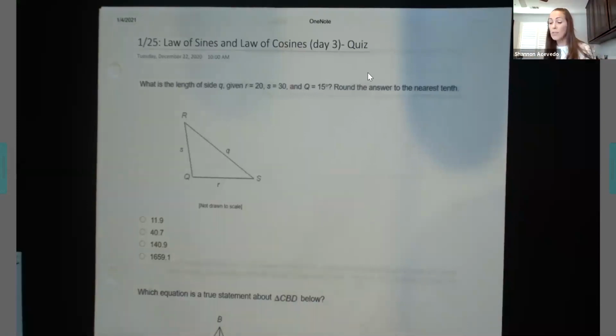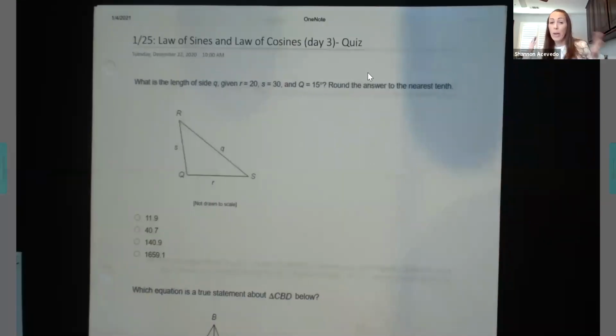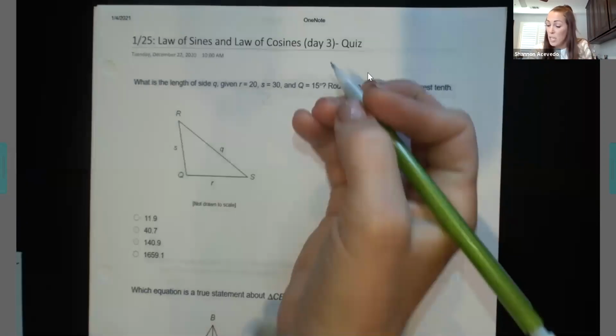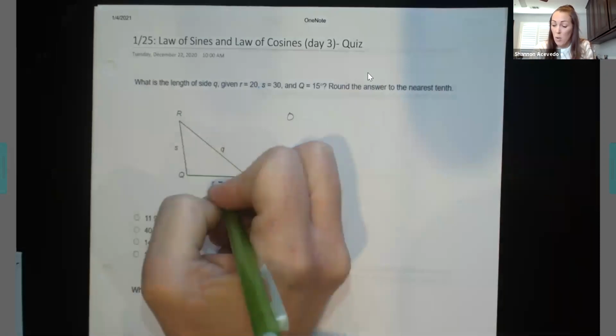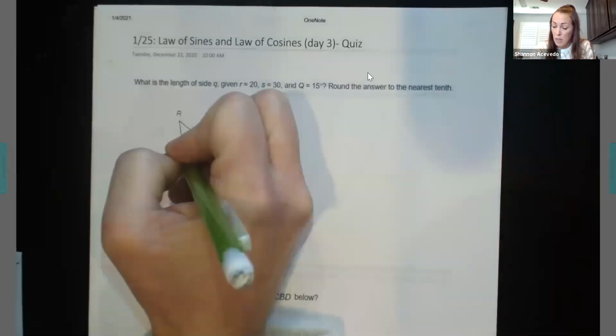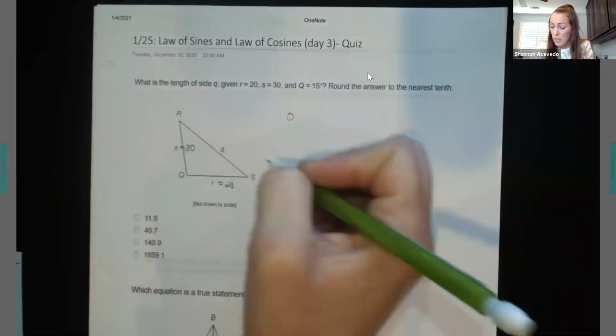So law of sines, law of cosines. How do I know which one to use? Again, I like to go ahead and set up my table of information. So we're given some information here. We can label the triangle with the information that was given in the problem. So I'm just filling this in quickly.